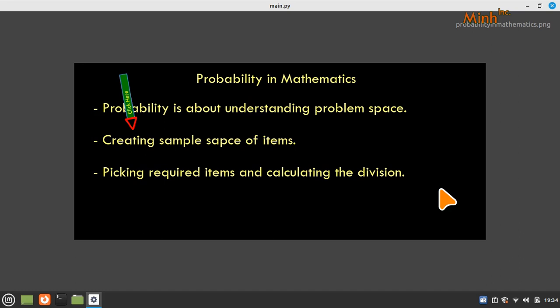Creating sample space. So once the problem is understood nicely, then the sample space of items should be created, picking the required item and calculating the division. Okay, so how we understand the problem space, how we create the items in sample space, and how we pick the items, 99% of the work is here, or probably 100% of the work is here, and then these are minor.